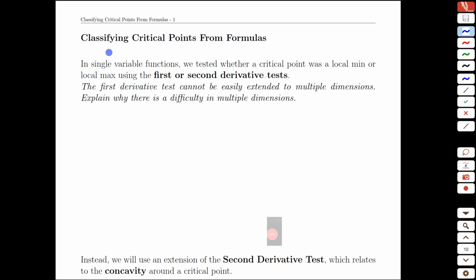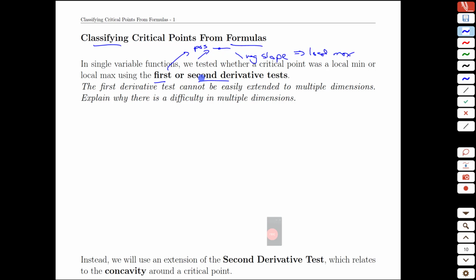In this video, we're going to continue our study of critical points, but we're going to look at classifying them based on formulas rather than contour diagrams. Remembering back to single variable functions, we had two tests. We had a first derivative test and a second derivative test. And remember, the first derivative test was the idea of positive slopes, and then a zero slope, and then a negative slope. That indicated the shape of the curve was laid out like this, and so you were at a local maximum.